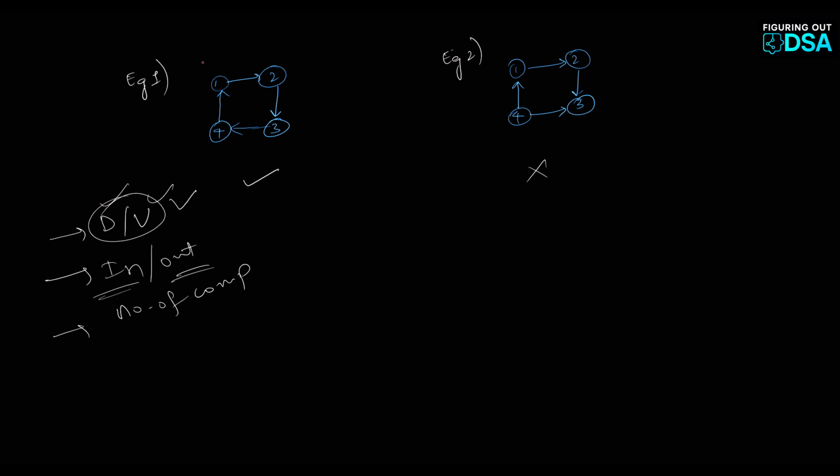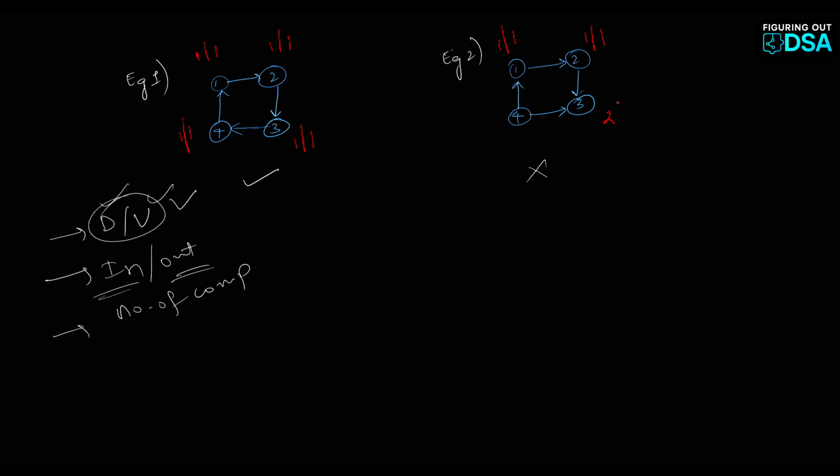So for 1, we have in-degree 1 and out-degree 1. And for 2, we have in-degree 1, out-degree 1. And for 3, 1, 1. And for 4, 1, 1. So if we write for this graph, we have 1, 1. Now 1, 1.